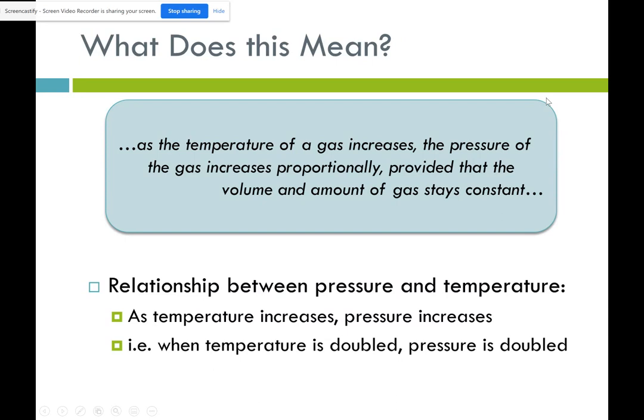So P1 over T1 equals P2 over T2 really means that as the temperature of a gas increases, the pressure will also increase proportionally. Now it's going to be more like Charles' law than Boyle's law in that because the variables are over one another, if one increases, the other one will increase. If one decreases, the other one will decrease. So essentially in words, what we're saying is as temperature increases, so will the pressure, or if temperature is doubled, the pressure will also double.